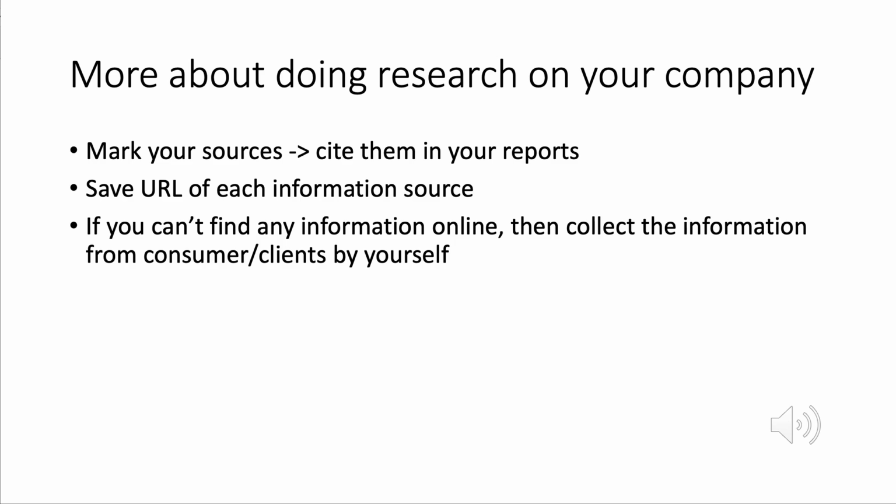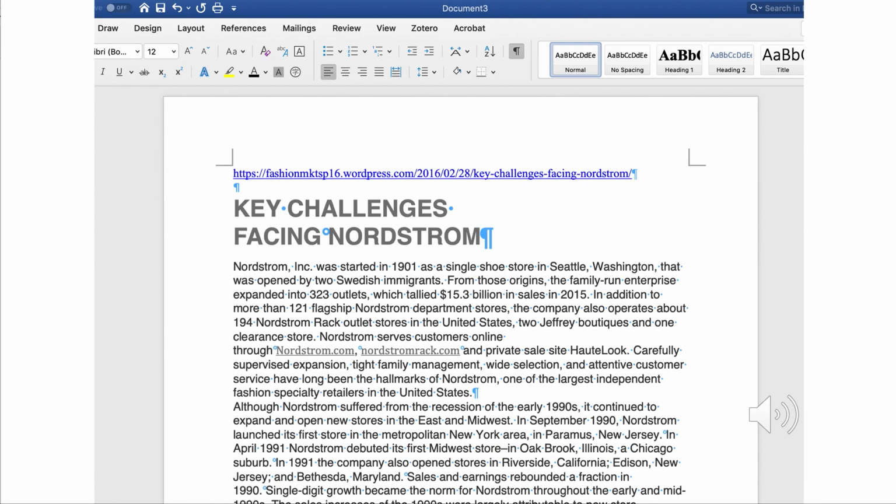When you have found useful information online, please remember to mark your source. Later, you need to cite them in your situation analysis report. Please save the URL, the link, of each information source. And if you cannot find any information about your brand online, then you can collect the information from the consumers, clients, or the brand by yourself. This is an example of how I would collect information online. I will paste the content beneath and the link, the source of the information, on top of this page.